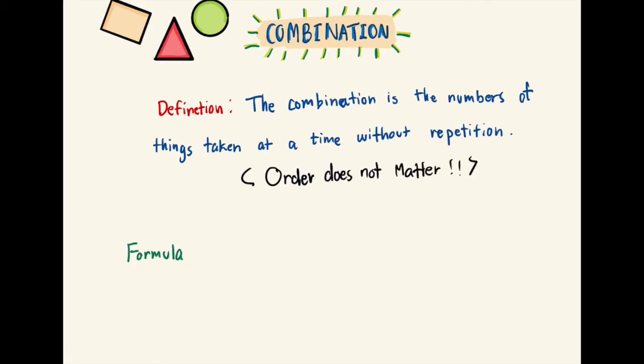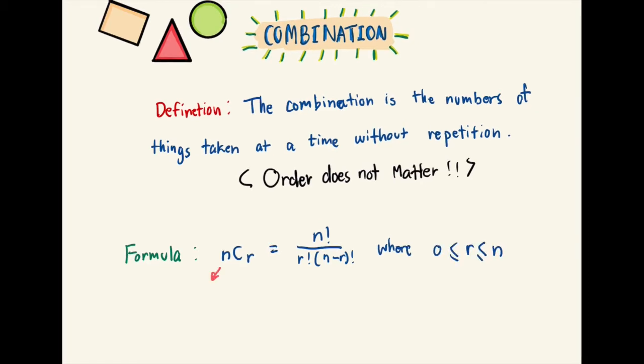So the formula that we're gonna use here is nCr equals n factorial over r factorial times (n minus r) factorial, where 0 is less than or equal to r and r is less than or equal to n. n is a variable that represents the total number of items or things, and r is also a variable that represents the number of items or things being chosen at a time.